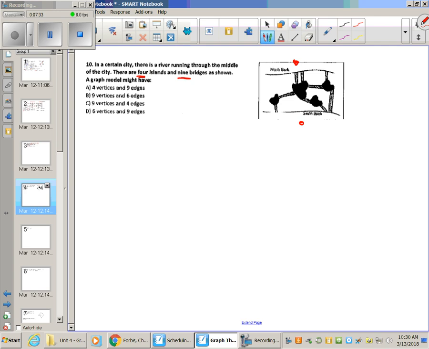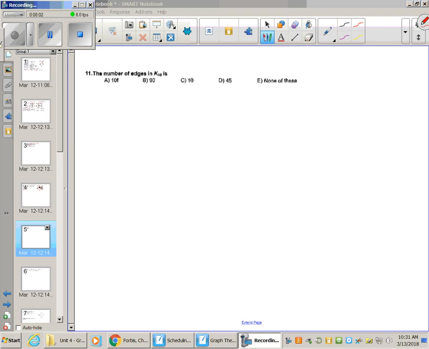A lot of people would just say 4 vertices and 9 bridges. Okay, a lot of people want to say answer choice A, but don't forget about the north bank and the south bank and the 4 islands. There you go. There's your graph model. It has 6 vertices and 9 edges. 9 bridges, 9 edges, but 6 vertices because of the north and south bank. So your answer choice is D there.